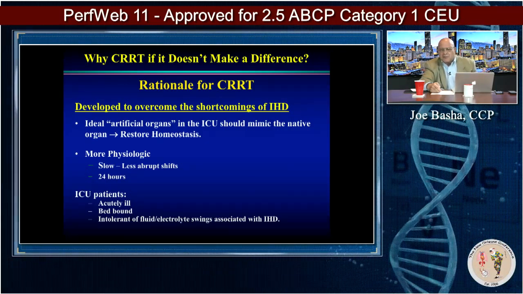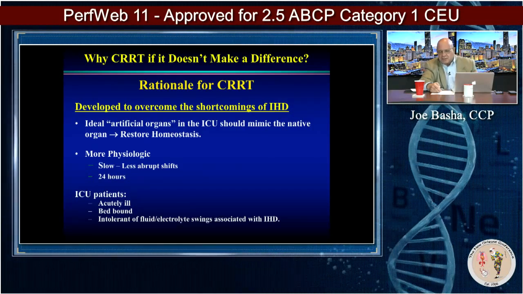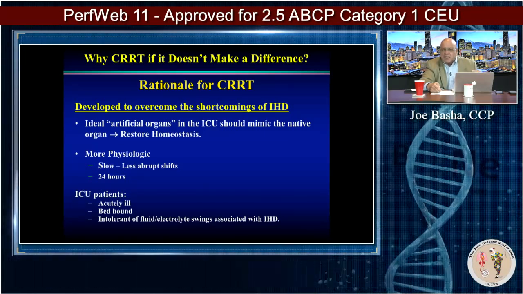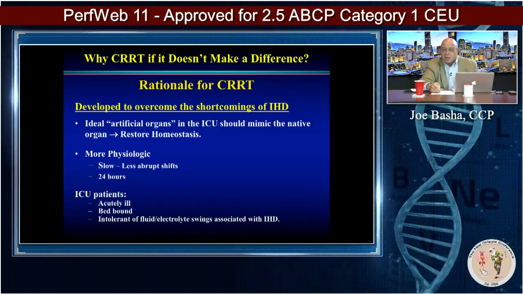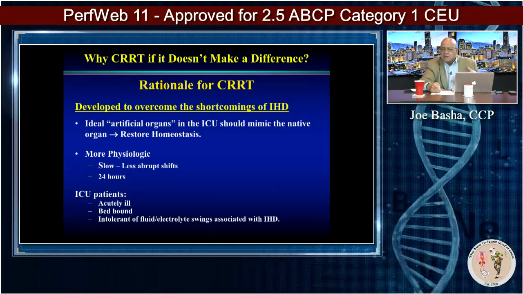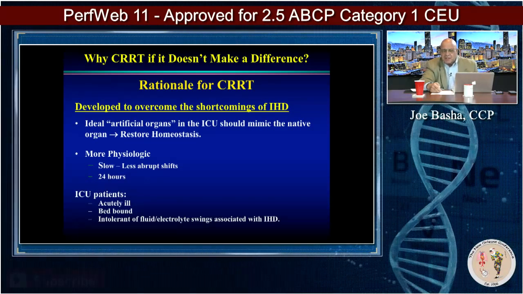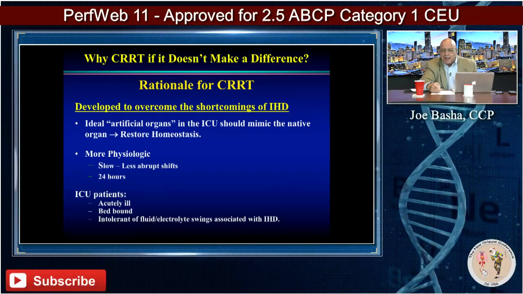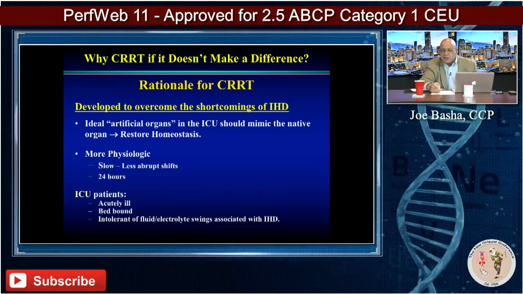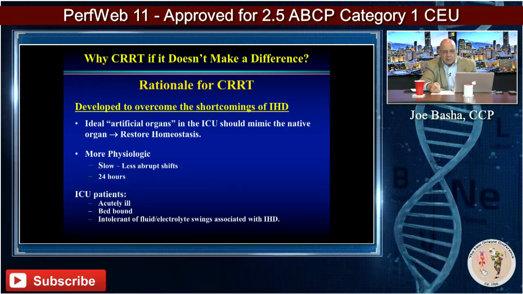But the artificial organ should mimic the native organ and restore homeostasis. CRRT is much more physiologic in that it is continuous. It's slow. It's over the course of a couple of days and even a week. So there are far less abrupt shifts. The ICU patients who are acutely ill, bound, and intolerant of the fluid and electrolyte swings that are associated with IHD are very good candidates for CRRT therapy.